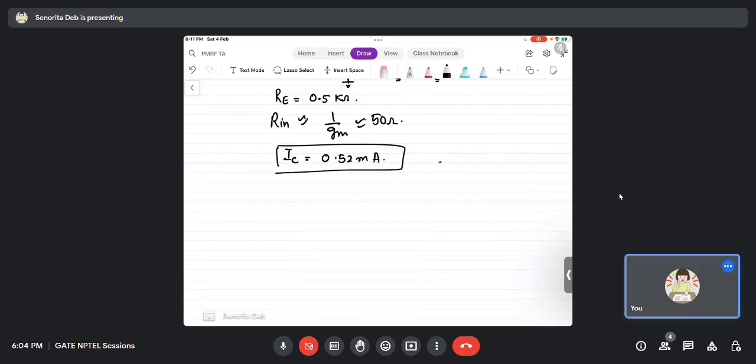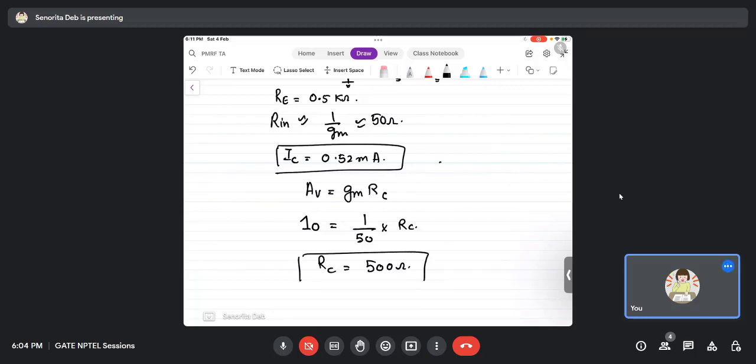Okay, now AV voltage gain is Gm times Rc. Okay, and the voltage gain of 10 is given. So Gm we know it is 1 upon 50, right? And then you have Rc. So a good value of Rc will be 500 ohms according to whatever the data is given. So you see the value of Rc and Re is close, right?